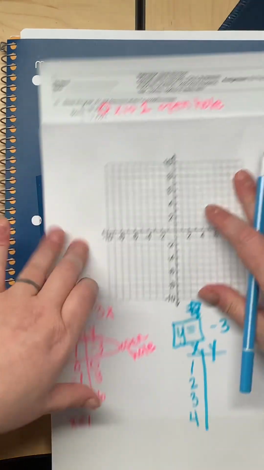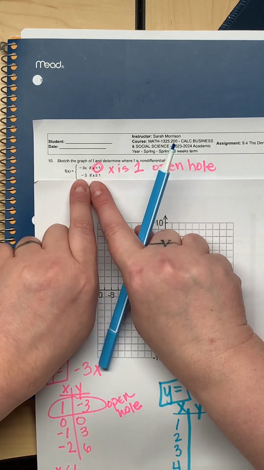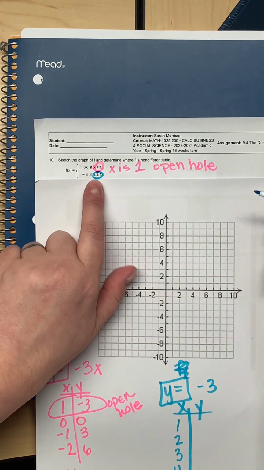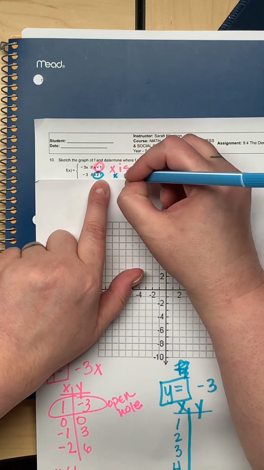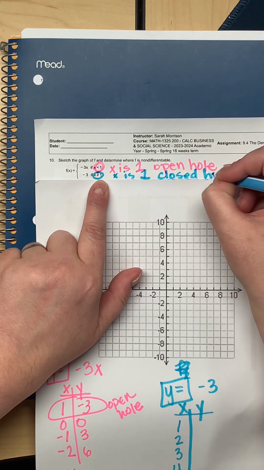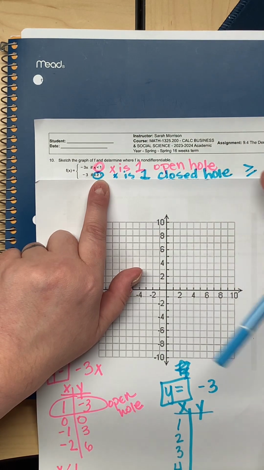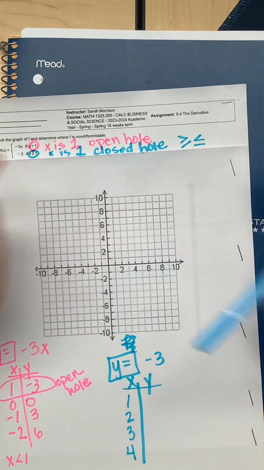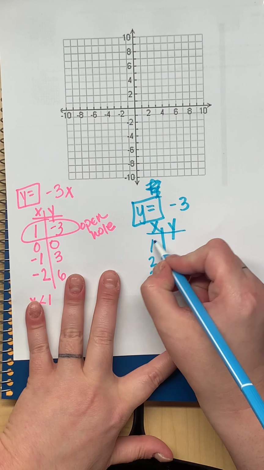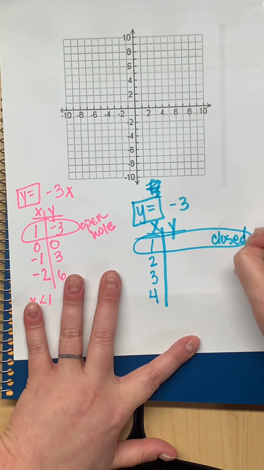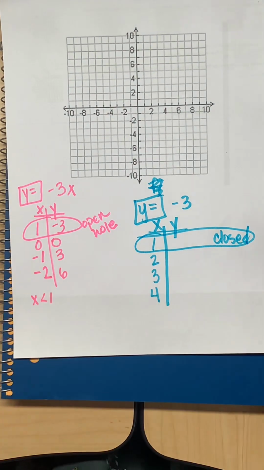And then vice versa for the other piece. This second equation, when f of x was equal to negative 3, it said x bigger than or equal to 1. And because of that equal to, that means when x is 1, we're going to use a closed hole. And that's because we had that greater than or equal to. And if we would have had a less than or equal to, we still would have used a closed hole. Okay, so for this second equation, when y is equal to negative 3, we're going to use a closed hole for whatever this y value is. Okay, we're just not ready yet.